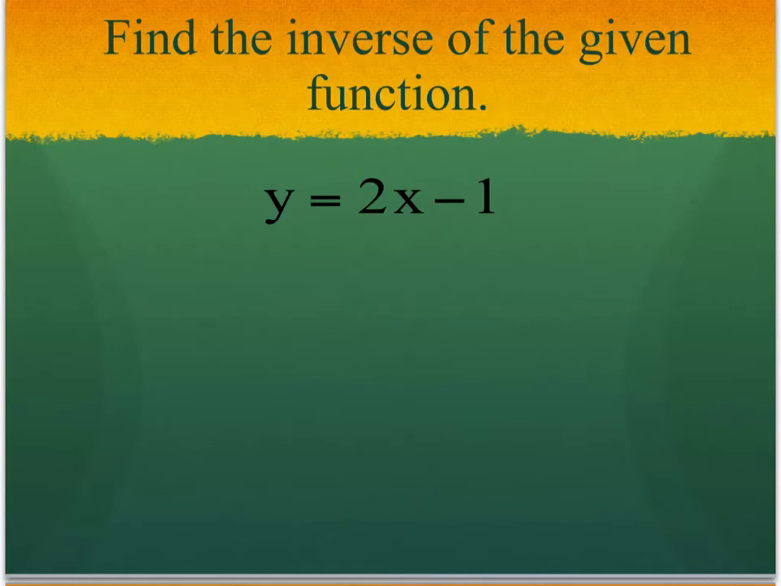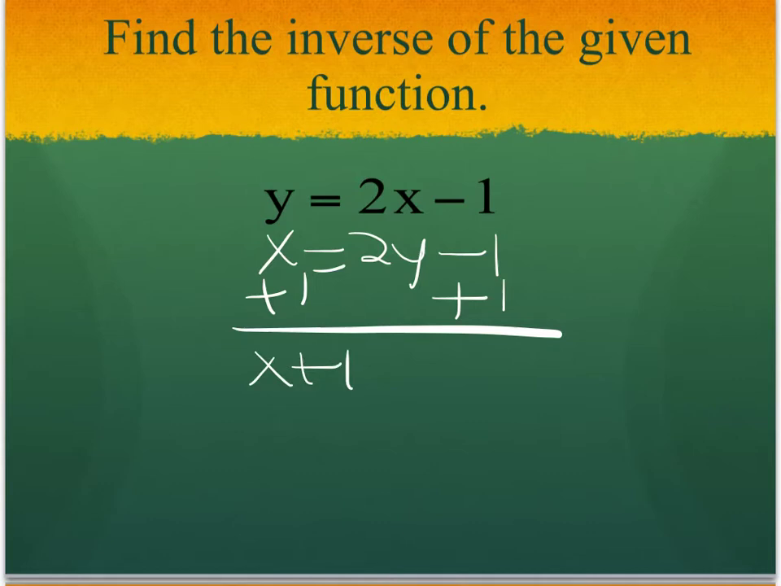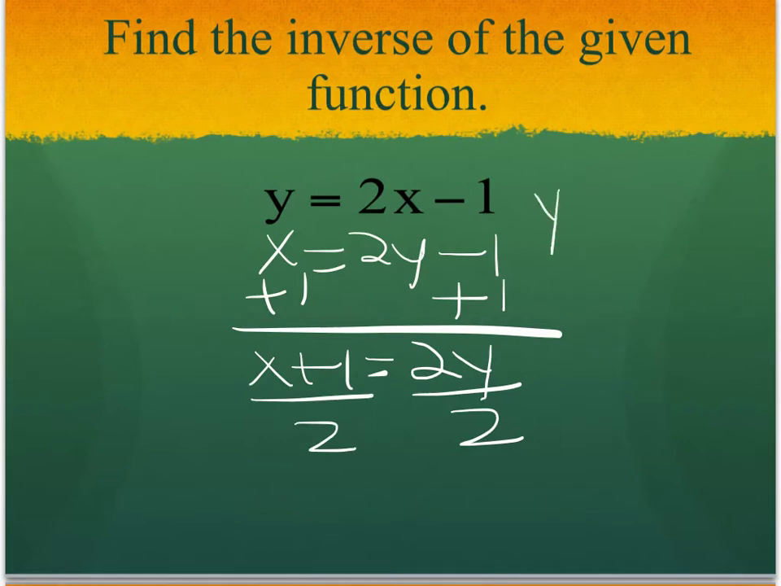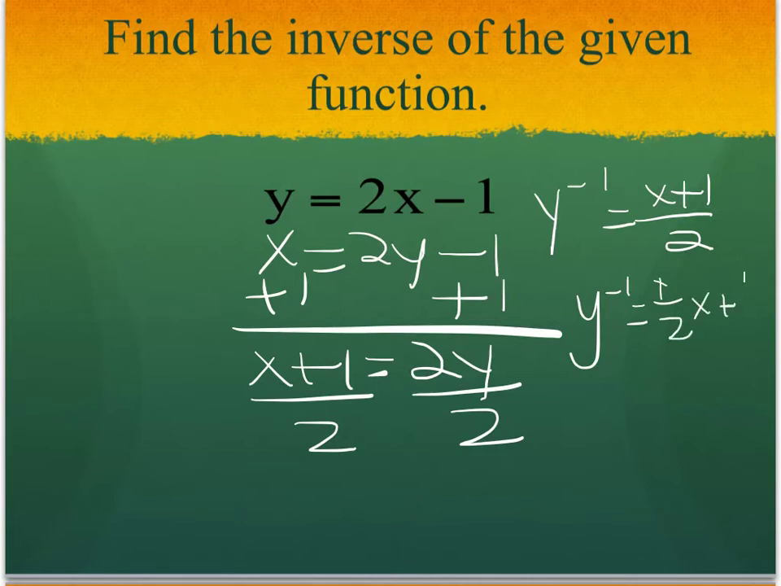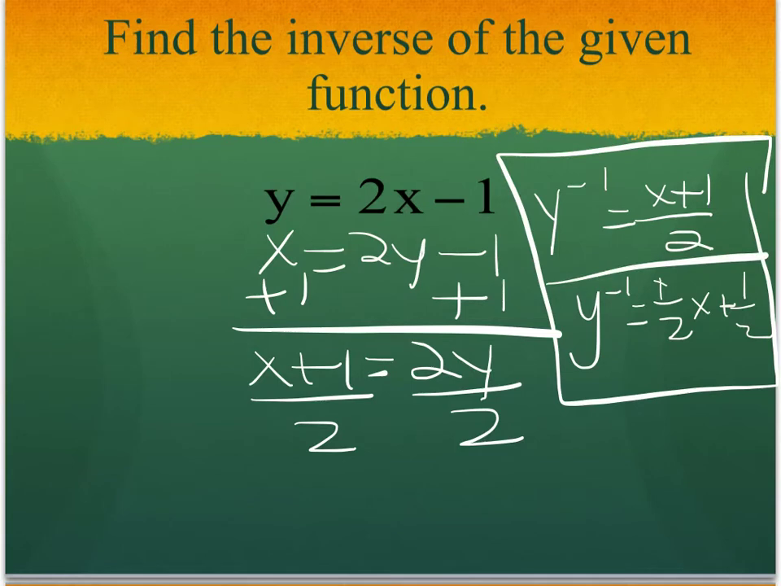Okay, so we're going to switch x and y. X equals 2y minus 1. And then solve for y. So add 1 to both sides and end up with x plus 1 equals 2y. And then to get y by itself, divide both sides by 2. So the inverse of y is equal to either x plus 1 over 2 or 1/2 x plus 1/2. Like that.